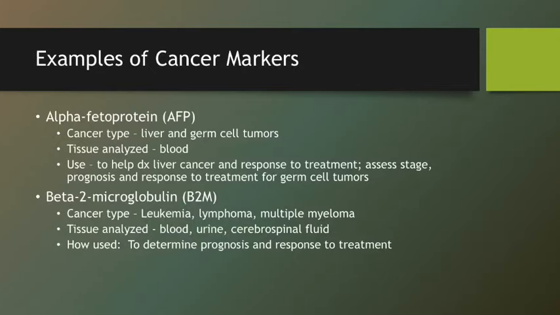And then also it can help with determining how well treatment is working. I mean, if somebody's getting treated for ovarian cancer and their AFP is still going up, then the treatment's not working. Okay? And then there's this B2M. That's a test that will actually give you information about leukemia, lymphomas, and multiple myeloma. And they can look at the blood, urine, or the spinal fluid here.